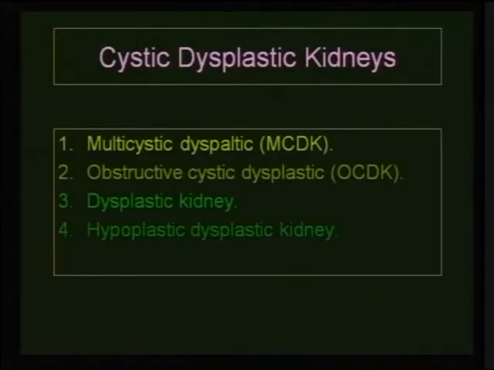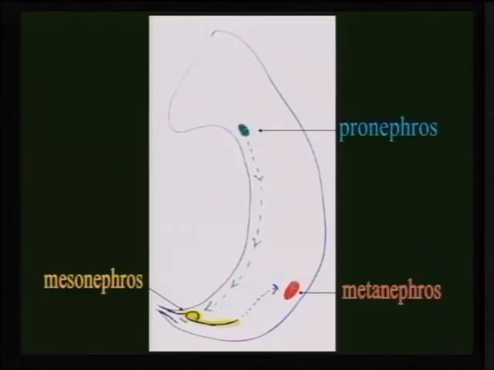Cystic dysplastic kidneys. It contains this group. The commonest one, multicystic dysplastic kidney, or could be obstructive cystic dysplastic, or could be dysplastic or hypoplastic. If you analyze the names, it is just a description of what is going on. I'm going to jump to what we call the formation of the kidney.